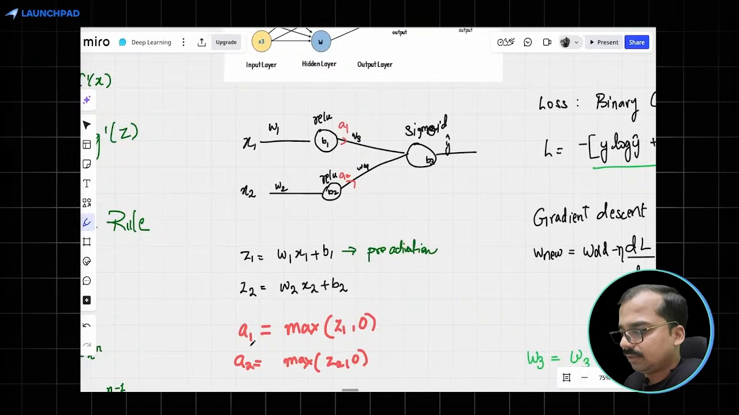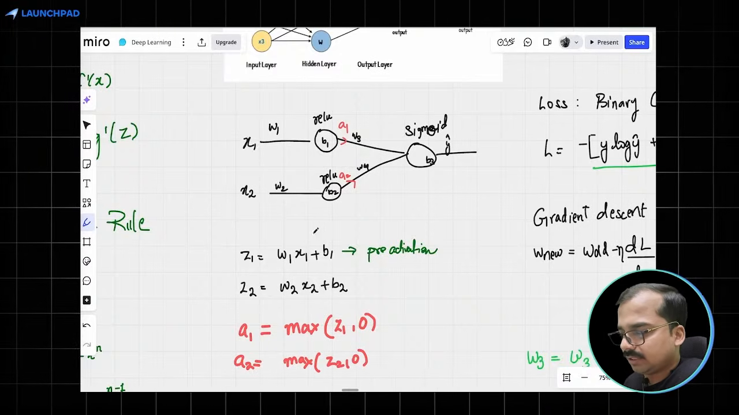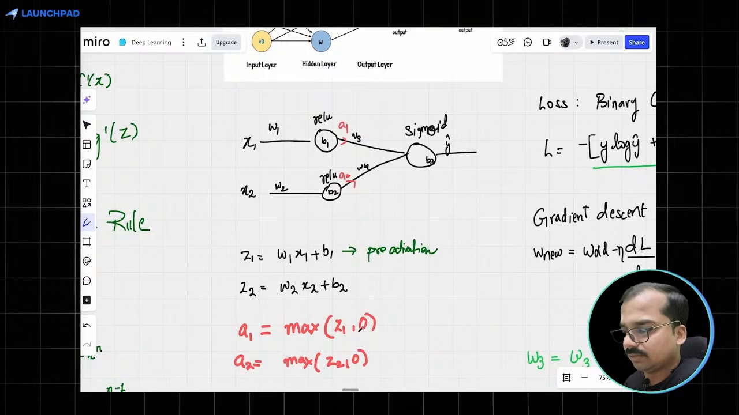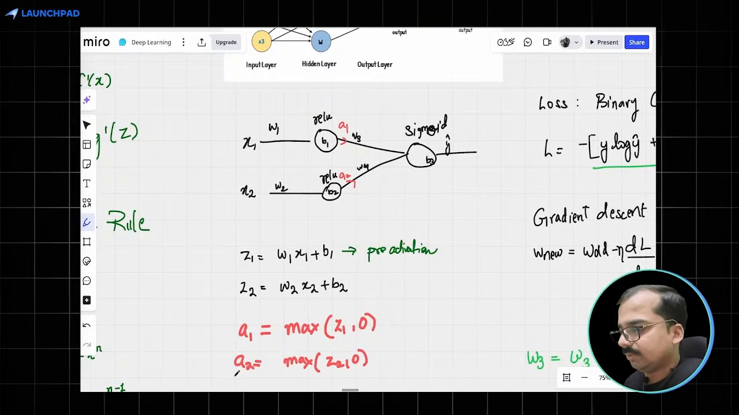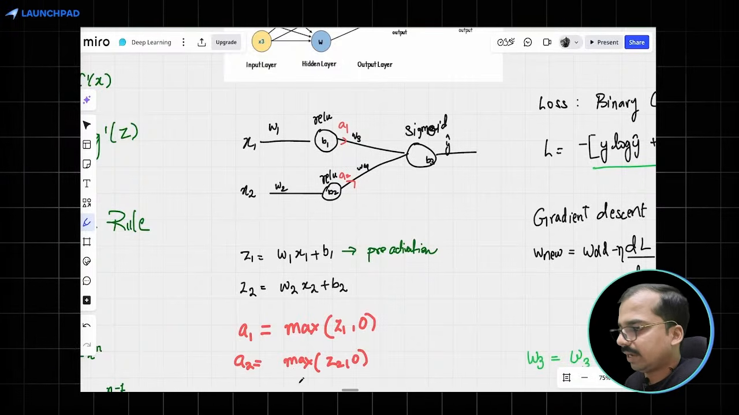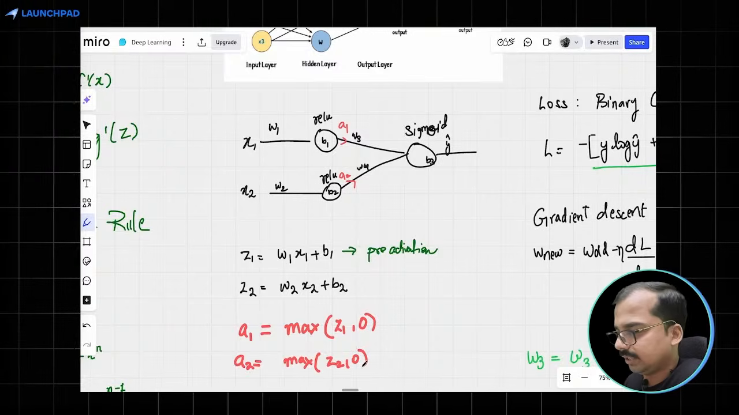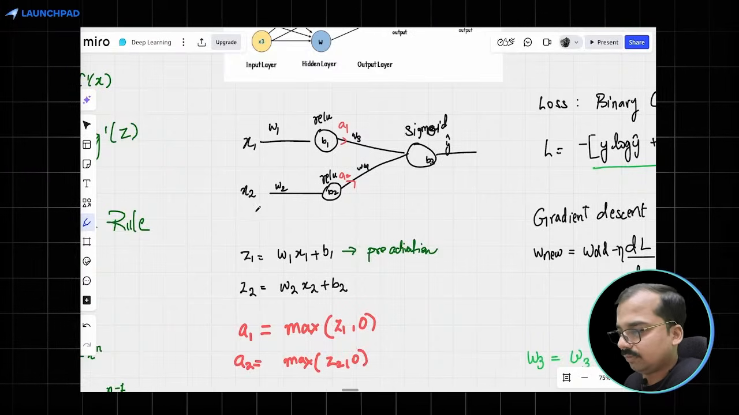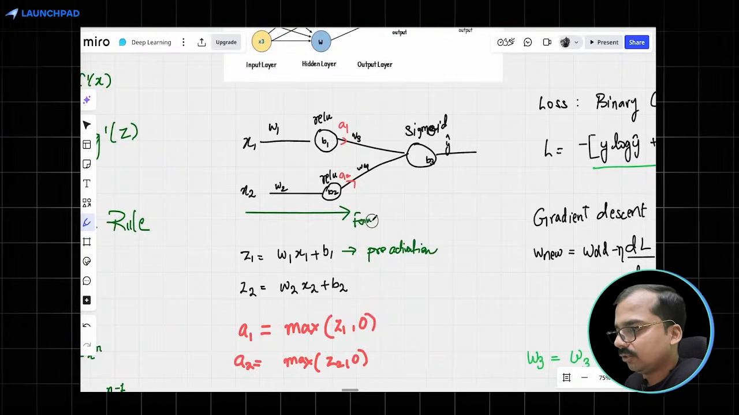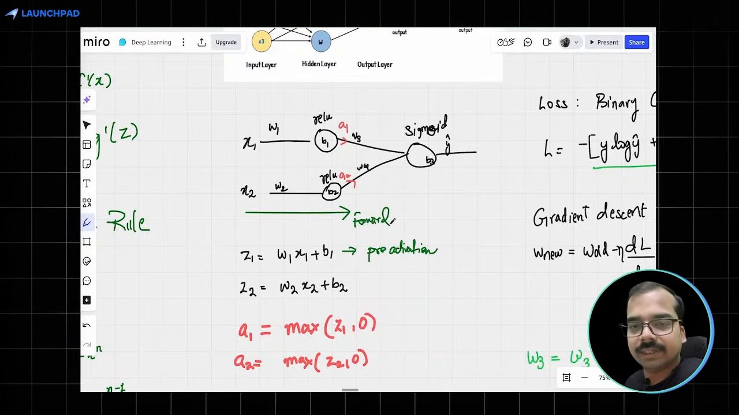Post activation, we will apply whatever this value is to this function. ReLU was basically max of z1 or 0. Same thing will be for the second one, so here a2 will be max of z2 or 0. All right, this is the forward pass. I am going from input to the final. This is forward. Here updation is not happening, so we are not calculating derivatives over here.